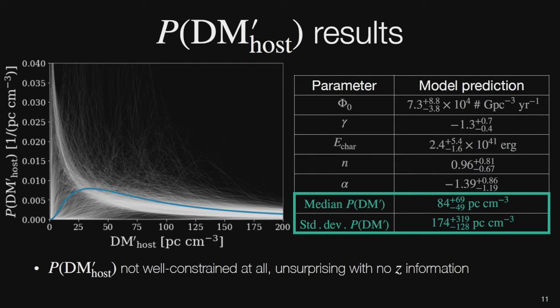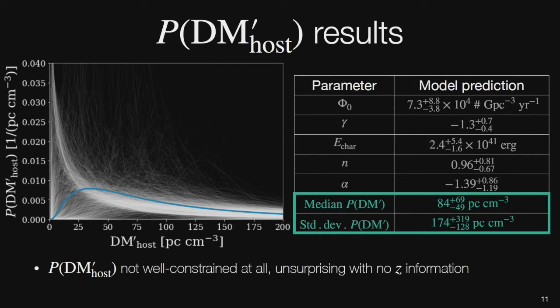And that's more or less consistent with a lot of, plus 70, minus 50 parsecs per cubic centimeter. So within error bars, it's pretty consistent with a lot of host DM values that have been used in literature. But both this distribution and the previous ones are not that well constrained. And perhaps this is unsurprising considering we didn't use any redshift information when we fit this model to the data.